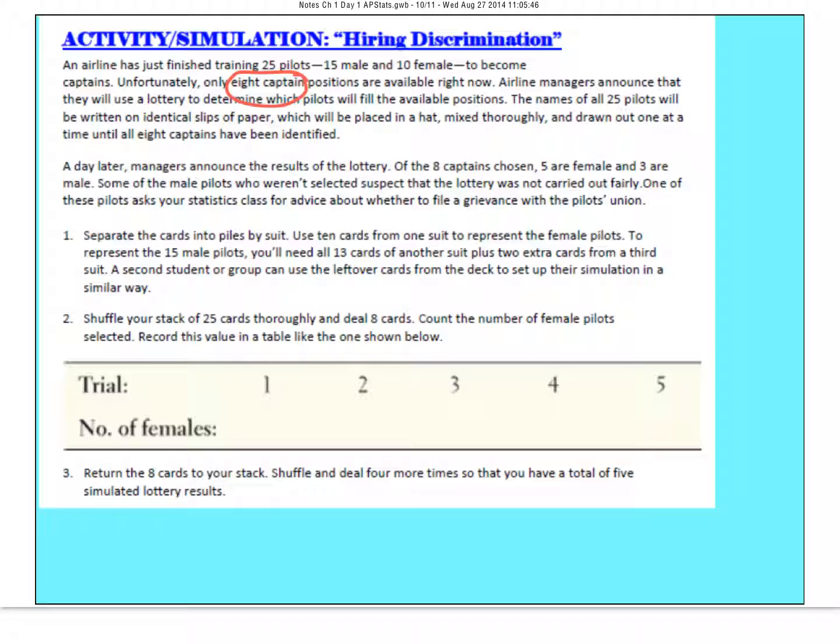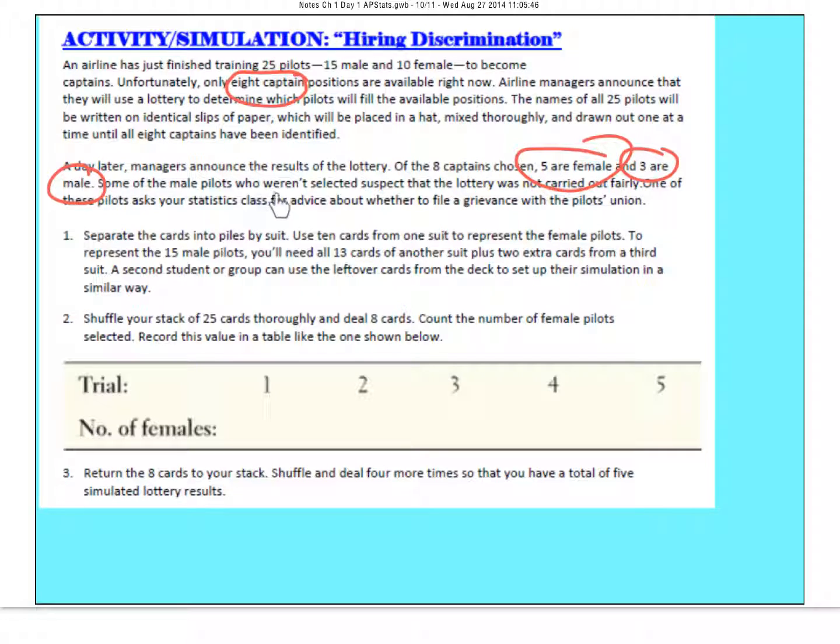The names of all 25 pilots will be written on identical slips of paper, which will be placed in a hat, mixed thoroughly, and drawn one at a time until 8 captains have been identified. A day later, managers announced the results of the lottery. Of the 8 captains chosen, 5 were female and the other 3 were male.